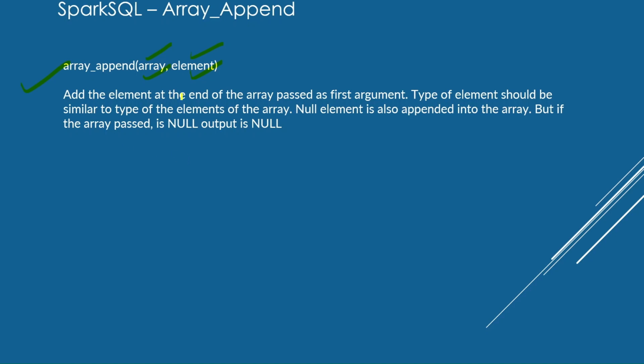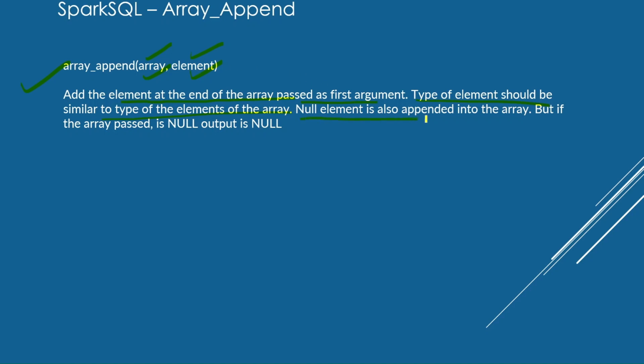It adds the element at the end of the array passed as the first argument. The type of the element should be similar to the type of the elements of the array. Suppose this array has a string type, then the element we are going to add must also be a string type. If it is an integer type, the element which we are going to append at the last position of the array must also be an integer type.